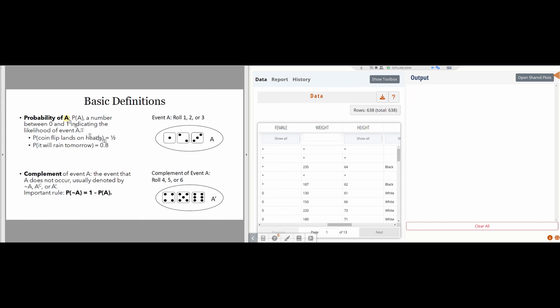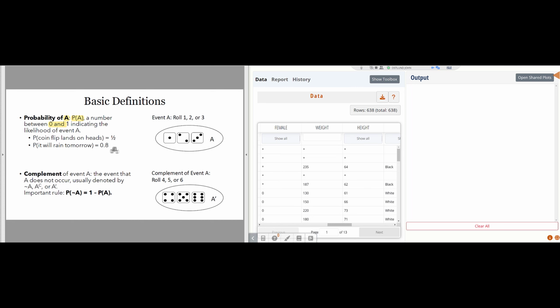So the probability of some event A is normally written as P parentheses A, and a probability is always some number between 0 and 1. It does not make any sense for a probability to be negative, and it does not make any sense for a probability to be more than absolute. Okay, so probability values always fall between 0 and 1.